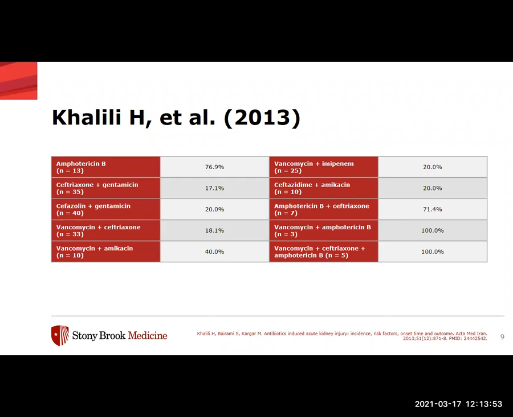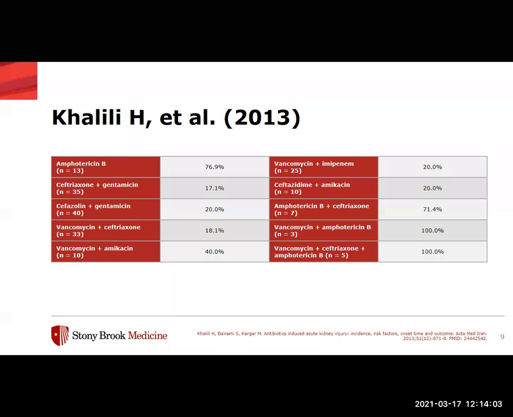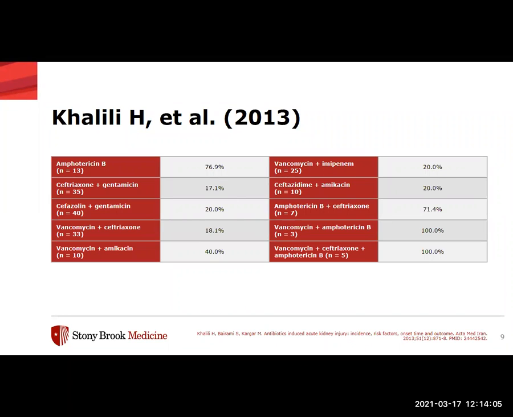For example, the 13 patients receiving amphotericin B, this group 76.9% developed an AKI. Additionally, in the 10 patients receiving vancomycin plus amikacin, you can see that 40% of these patients developed an AKI. And then finally, we see in the 3 patients that were receiving vancomycin plus amphotericin B, all 3 of these patients developed an AKI. So overall, you can see that the incidence of AKI in this study was mainly associated with the beta-lactams, aminoglycosides, vancomycin, and amphotericin B.